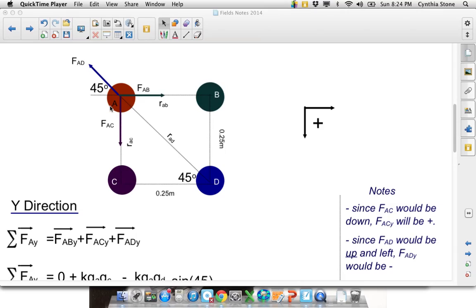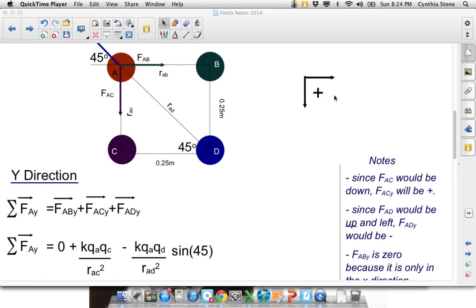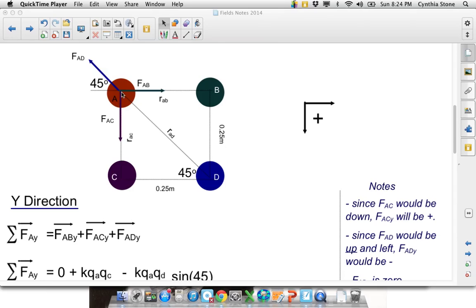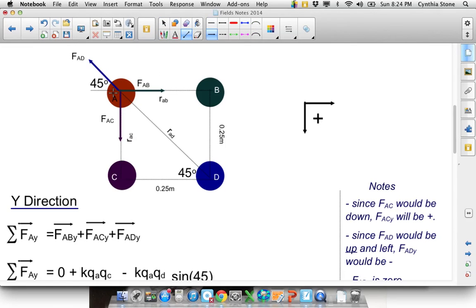And there's different ways you can do that, but I'm going to use X and Y components. So I'm calling down and to the right positive for this particular case. So I say, okay, in the Y direction, the net force on A in the Y direction will be due to AB in the Y direction, which will end up being 0, right? AC in the Y direction, and AD in the Y direction. It would be sort of like the vertical component of this, right? If I was going to draw little components in there, I could draw little components and say, there's the FADY, and here's the FADX, right?